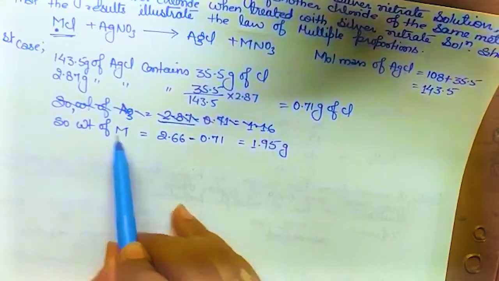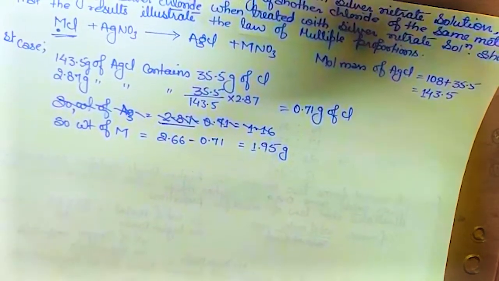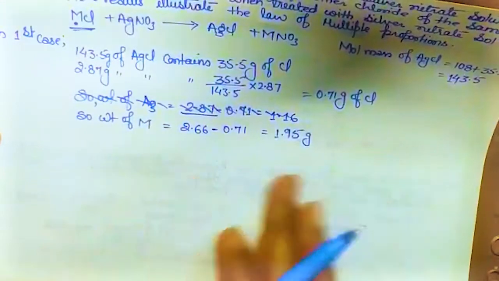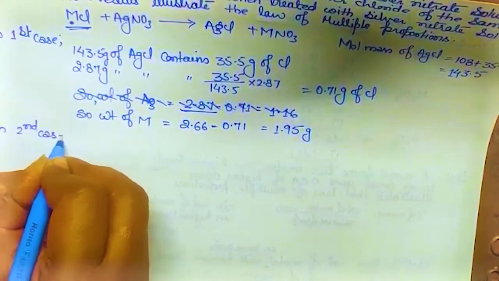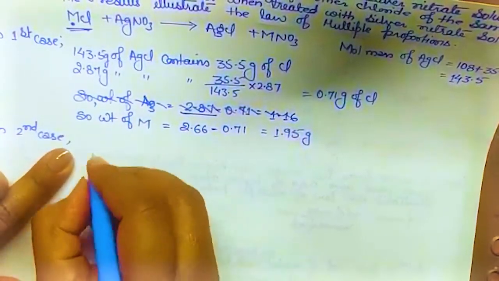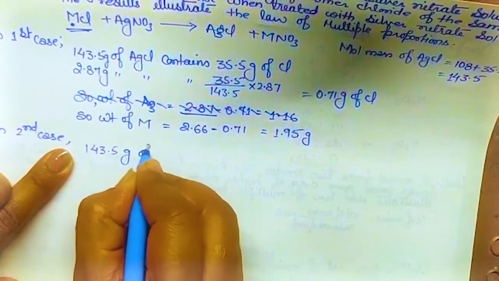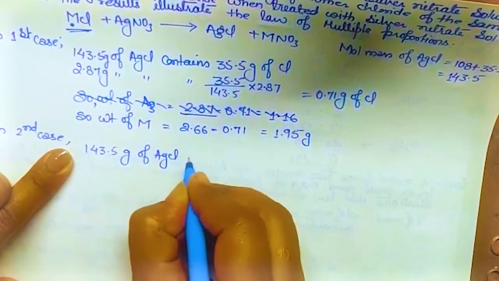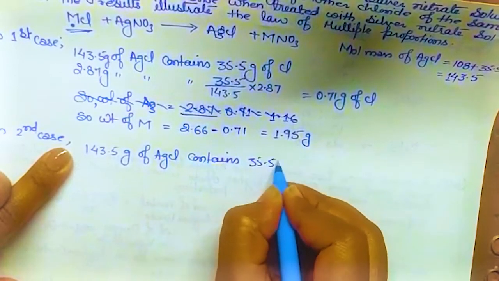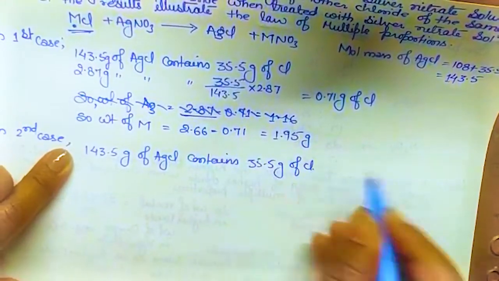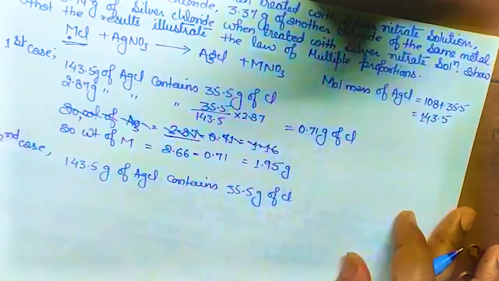also, the metal weight should be this, and then the chlorine weight will be in proportion. Let's check, okay? Is it clear? Now, in the second case, again the same thing: 143.5 gram of AgCl contains 35.5 gram of Cl.